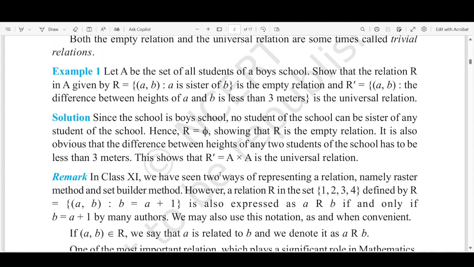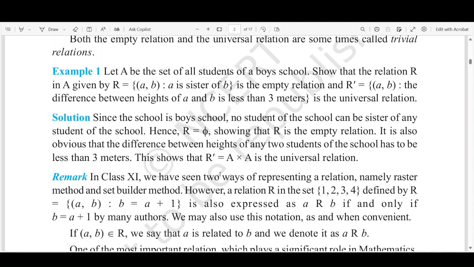Now they have defined two relations. One is R equal to the set of all ordered pairs (a, b) such that a is sister of b. The elements which satisfy this condition will be included in this relation R. One more relation R dash, such that the elements which satisfy the condition that the difference between heights of a and b is less than 3 meters will be included in this set. Now we have to prove that these two relations are the empty relation and the universal relation respectively.